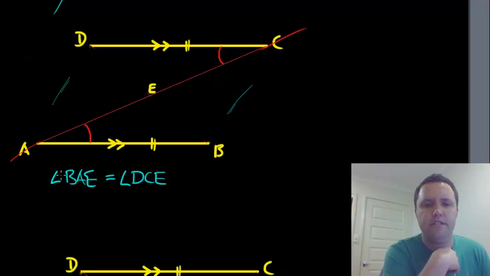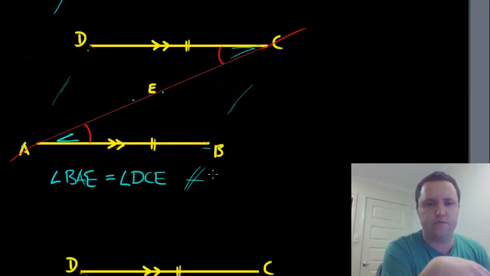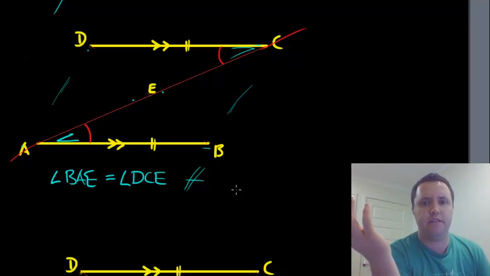Okay, so I've just said angle BAE, which is this one here, is the same as angle DCE. I've just told you that those two are the same angles. Why? Because of the transversals across parallel lines rule that we've looked at previously. We can just use that, and that's all you need to write.